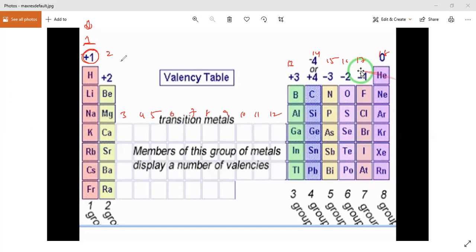But you remember, right, group one will completely show +1 only. But compulsory you have to remember the elements also. Like hydrogen, lithium, sodium, potassium, rubidium, cesium, francium, all will show +1. Next, beryllium, magnesium, calcium, strontium, barium, radium, all will show +2. Like that, compulsory you have to remember them group wise.